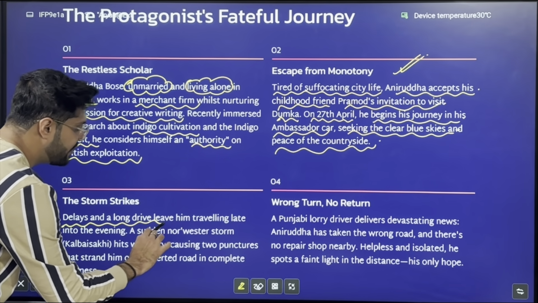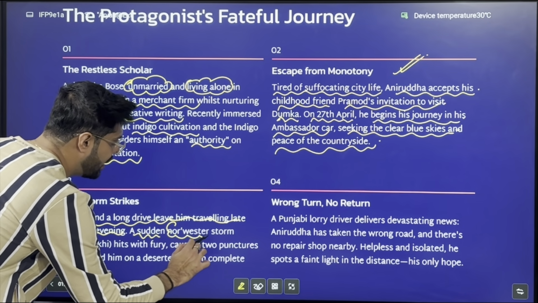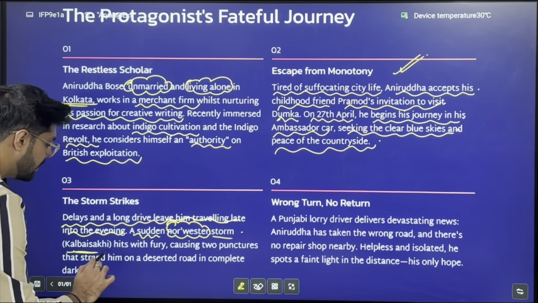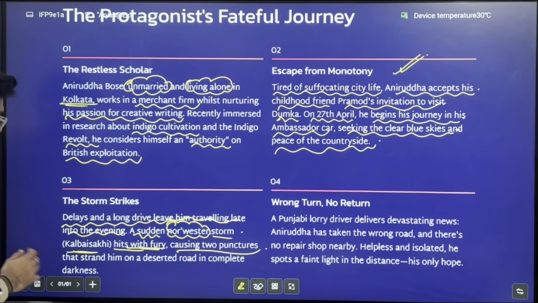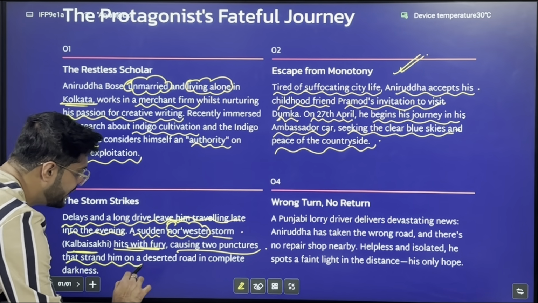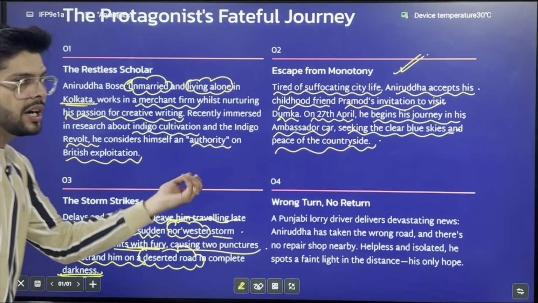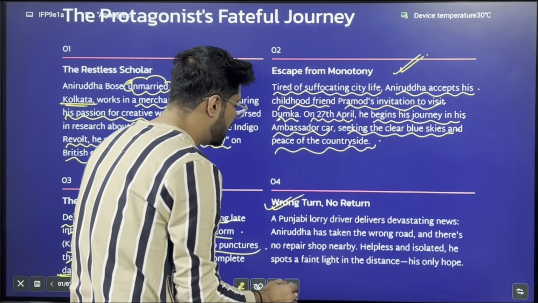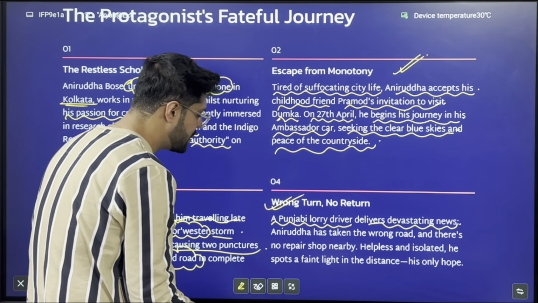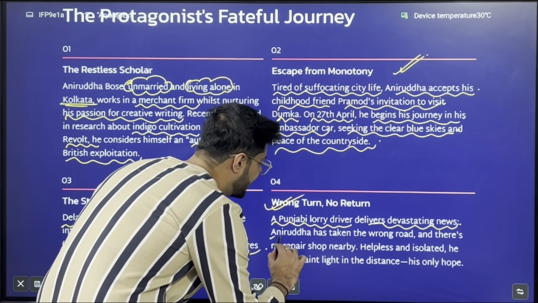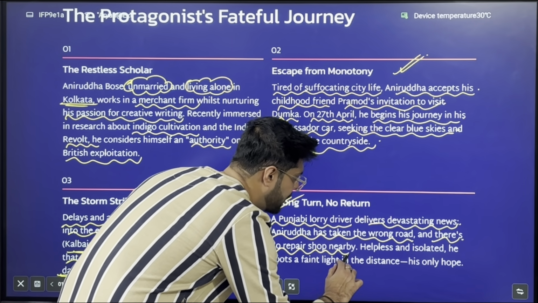Delays and a long drive leave him traveling late into the evening. Then a sudden nor'wester, known as the Kal Baisakhi storm, hits with fury, causing two punctures, that is flat tires, that strand him on a deserted, isolated road in complete darkness, all alone. Wrong turn and no return. Then a Punjabi lorry driver delivers devastating news, like a thunderclap to his ears, that Aniruddha has taken the wrong road and there is no repair shop nearby.